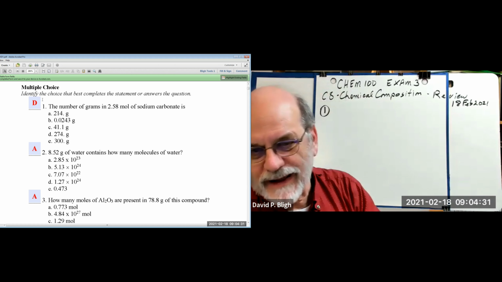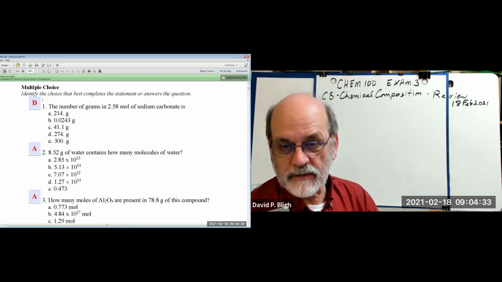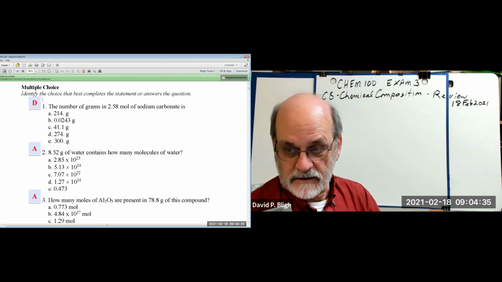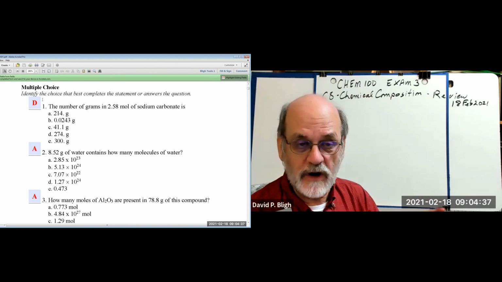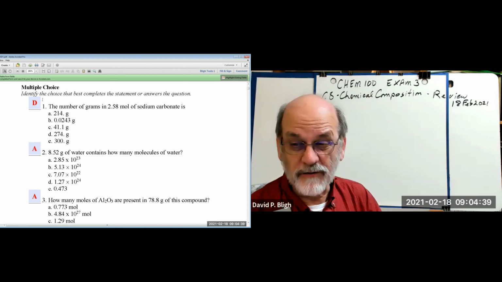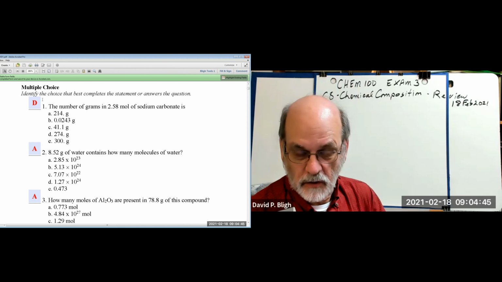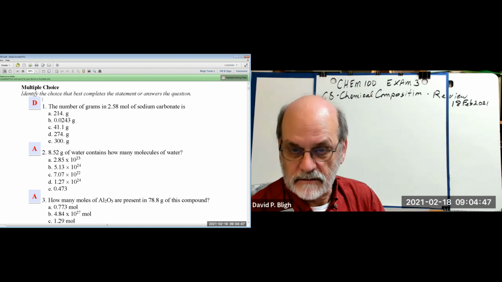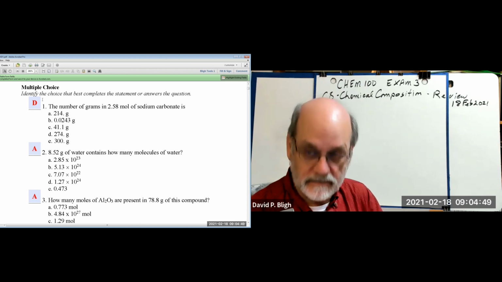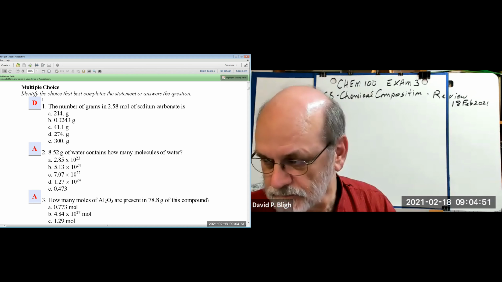The number of grams in 2.58 moles of sodium carbonate. So the question, of course, you always look for the question, even if it's not in the form of a question. What's it looking for? This question is asking you, what's the mass of this compound if you have so many moles of it?